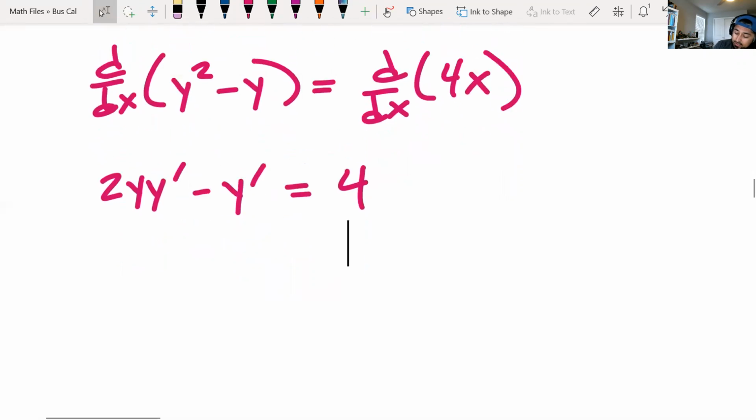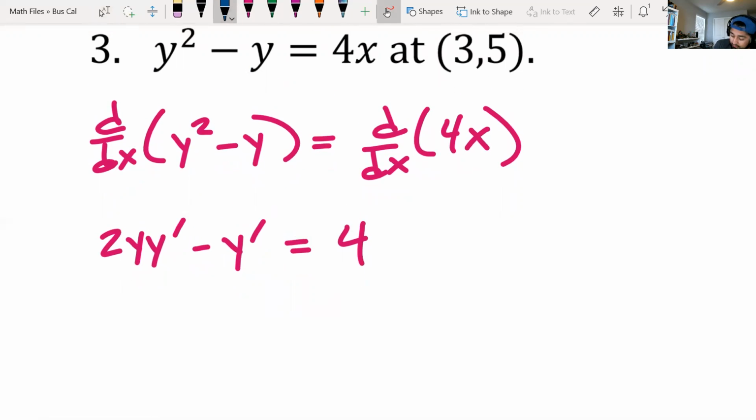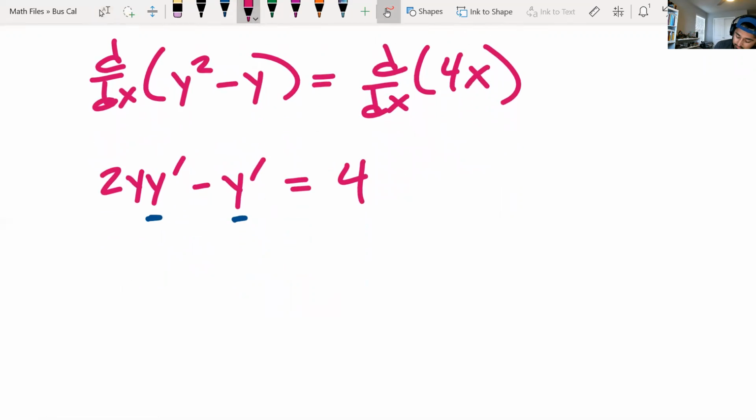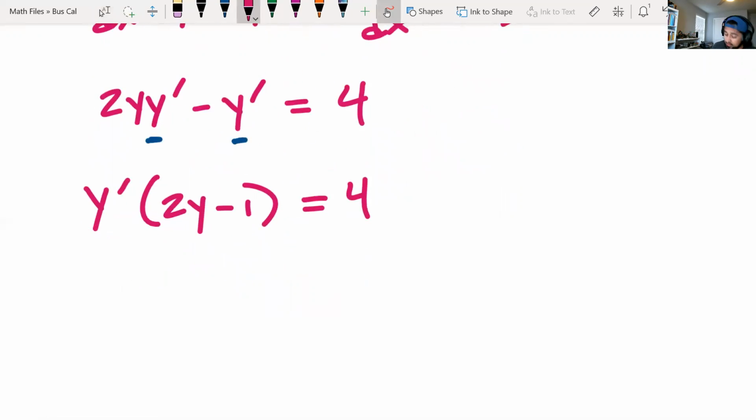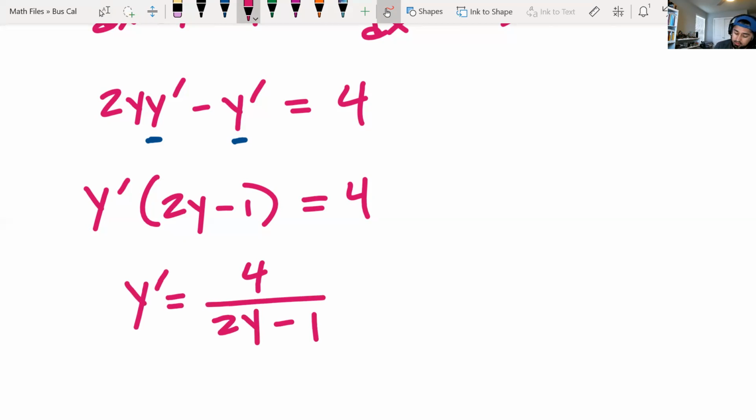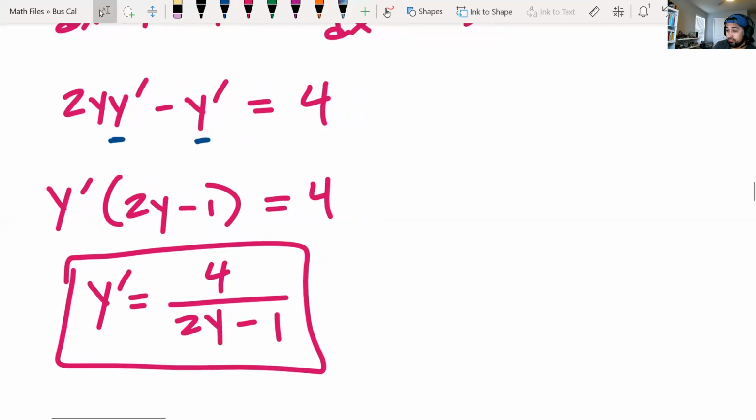So if you look at the left side, you have a greatest common factor of what? Y prime. Factor out the y prime, and you're left with 2y minus 1 equal to 4. And then solve for y prime, divide by 2y minus 1, and y prime equals 4 over 2y minus 1. There it is. There's your implicit derivative.